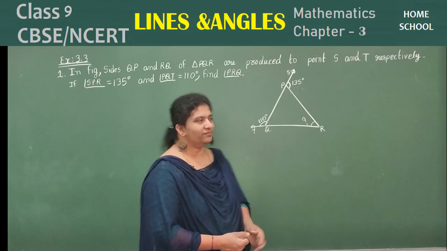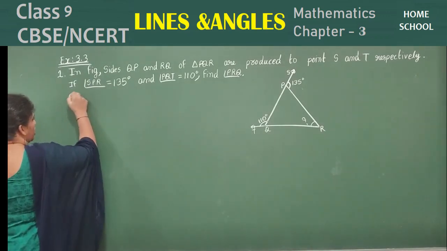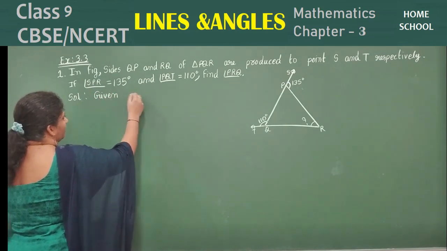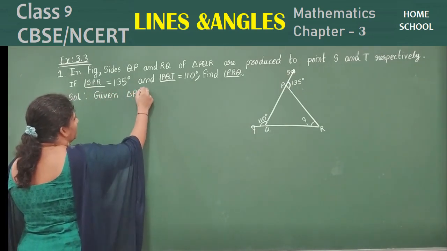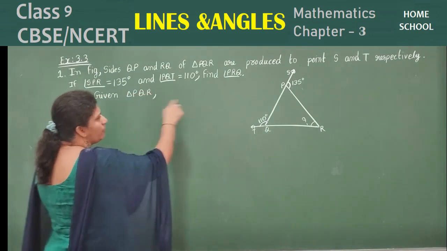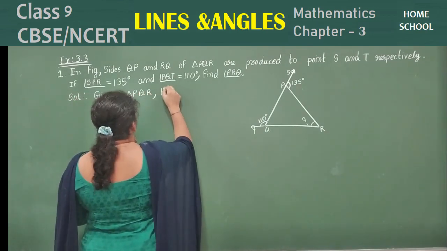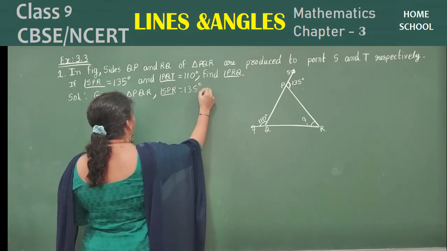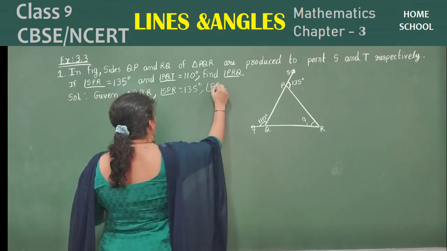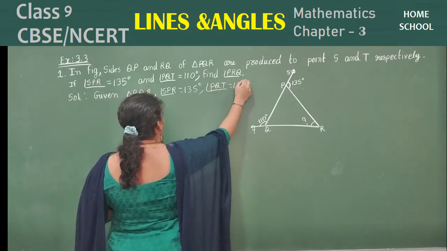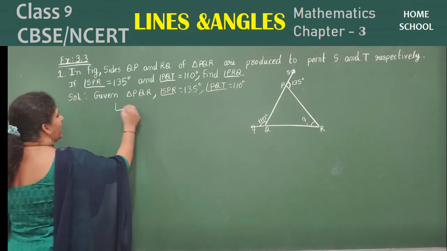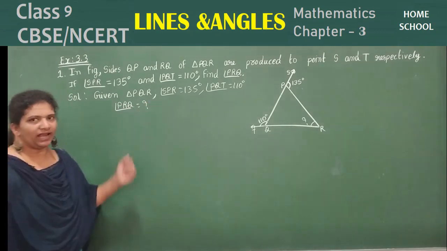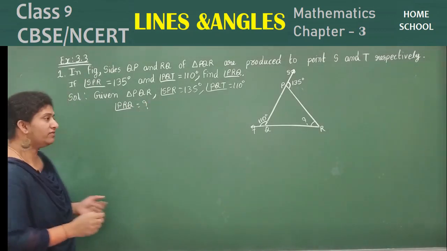Yes, let's do it now. Solution. Given triangle PQR. No need of writing the produced sides, we write only what angles are given. Angle SPR is equal to 135 degrees, angle PQT is equal to 110 degrees. What do you need to find? Angle PRQ is equal to question mark. You need to calculate this one.